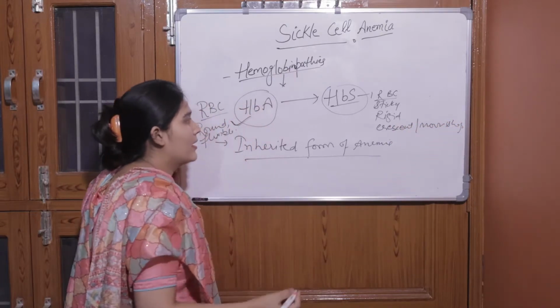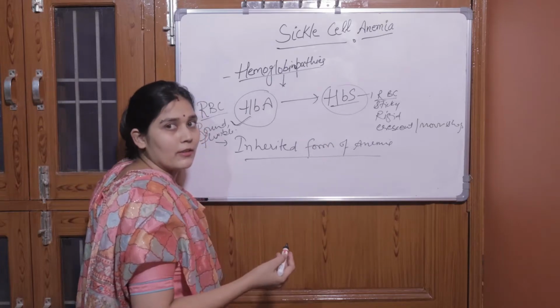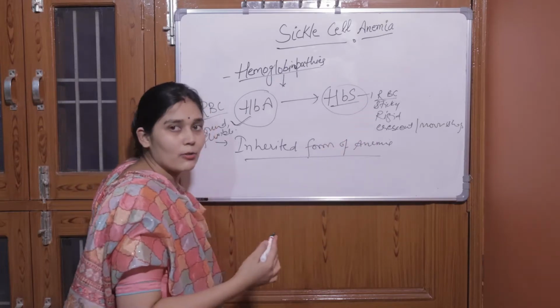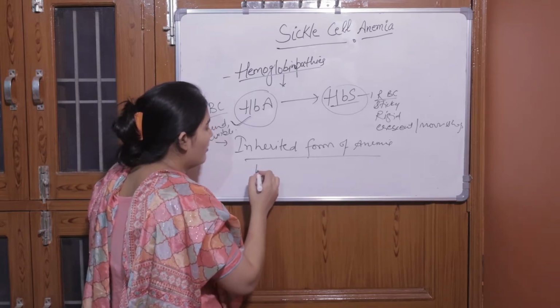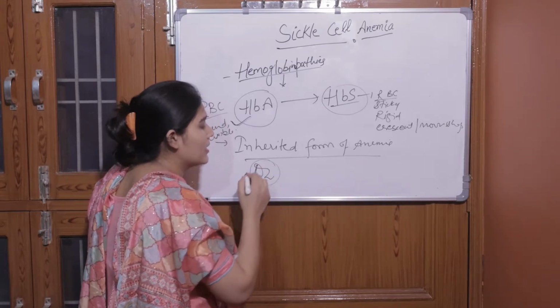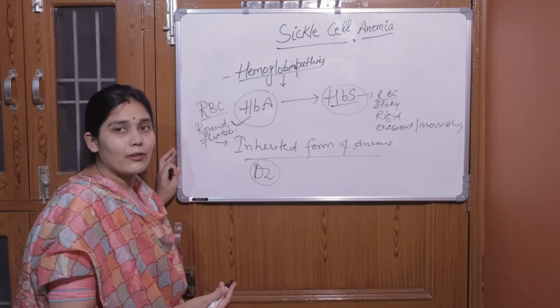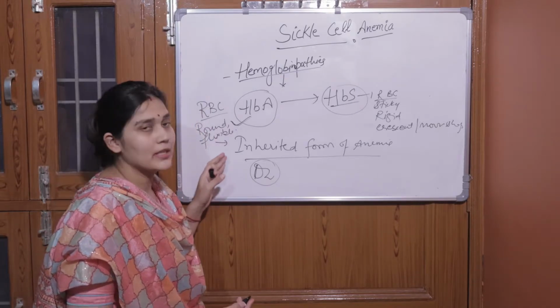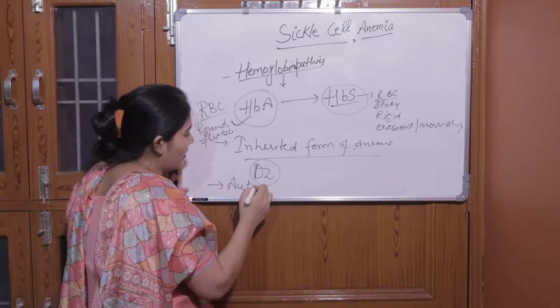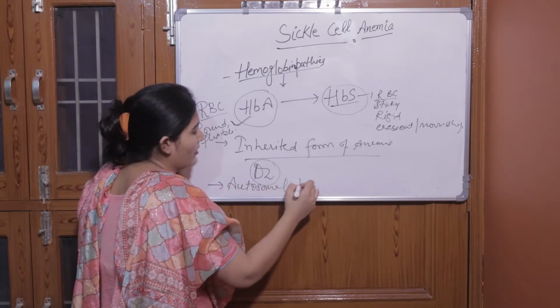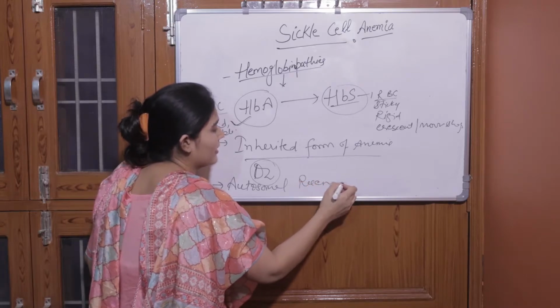So what is happening when the blood is flowing? These RBCs are sticking into the blood vessel. So in this inherited form of anemia, the RBCs are not carrying adequate oxygen to the body and the person is having anemia. Third thing is, it is an autosomal recessive disorder.